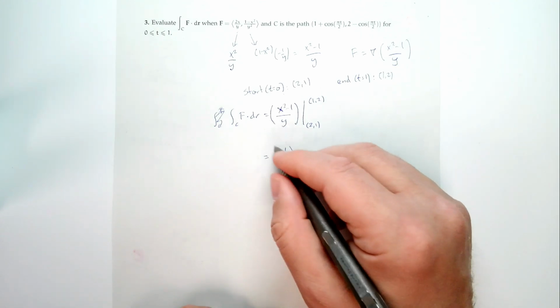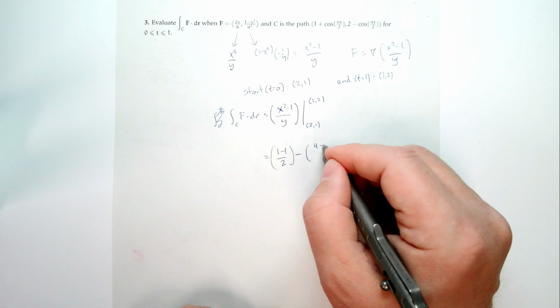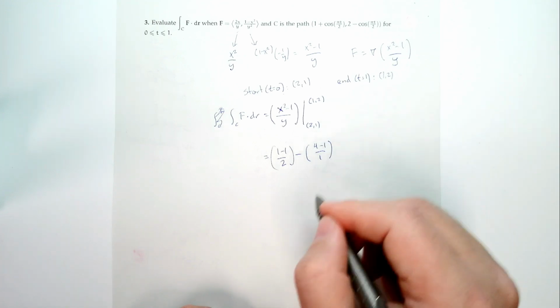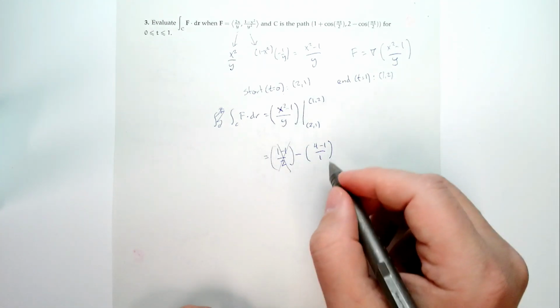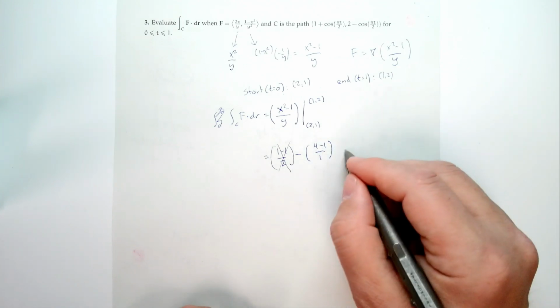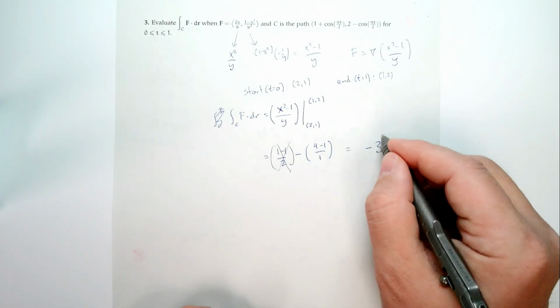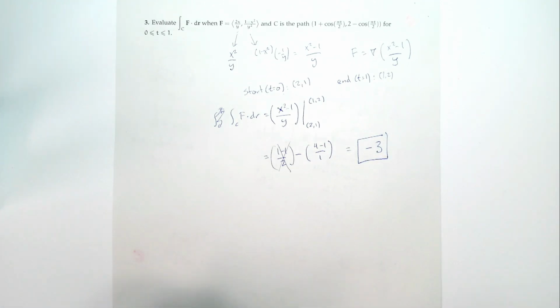So, when you plug in 1, 2, you're going to get 1 minus 1 over 2, and then we're going to subtract 4 minus 1 over 1. Well, first term goes away, 4 minus 1 is 3, and then it's a minus that, so minus 3, and that's the answer.